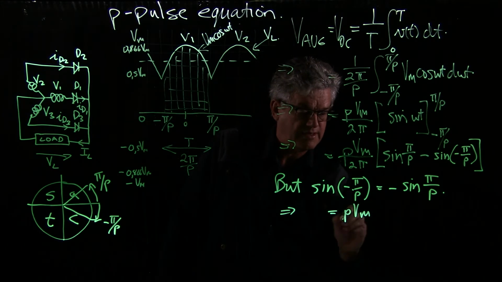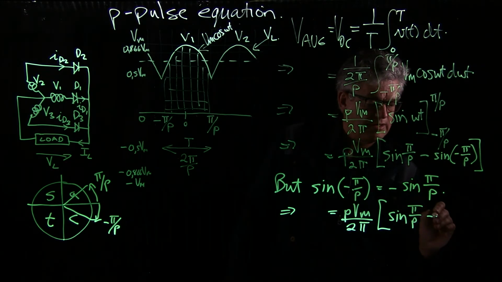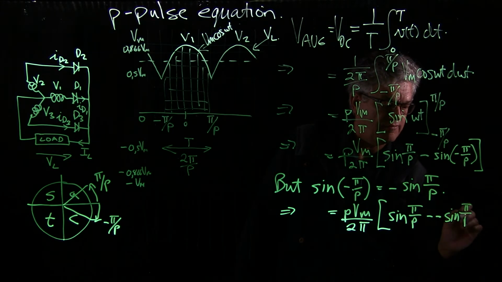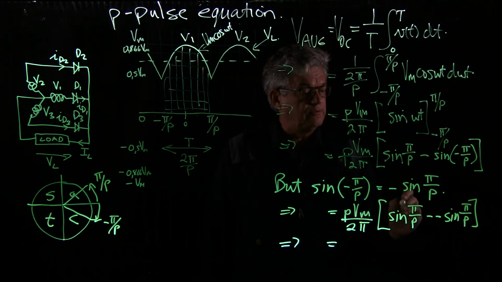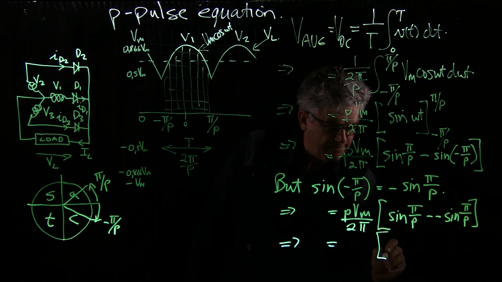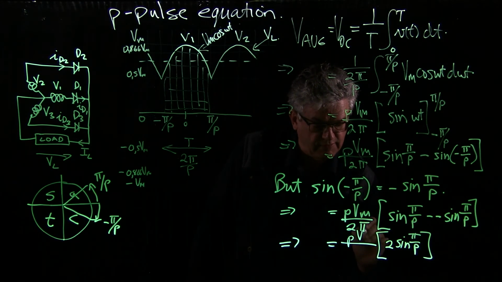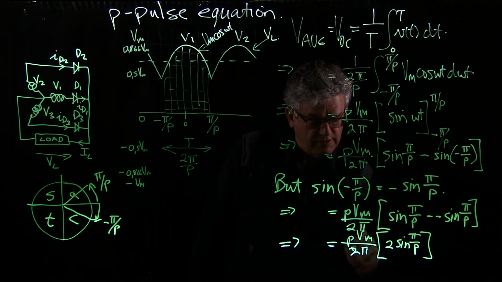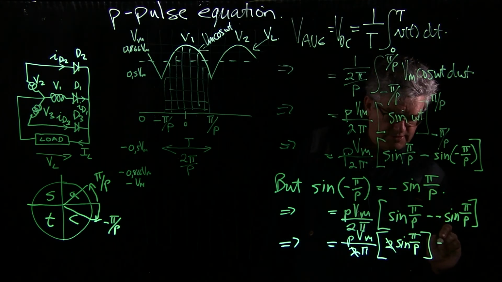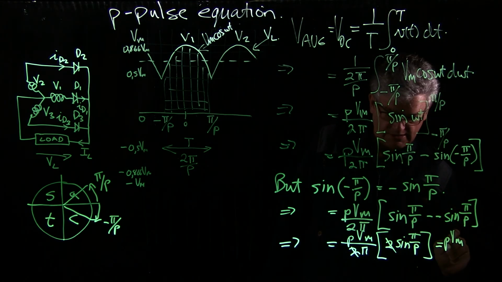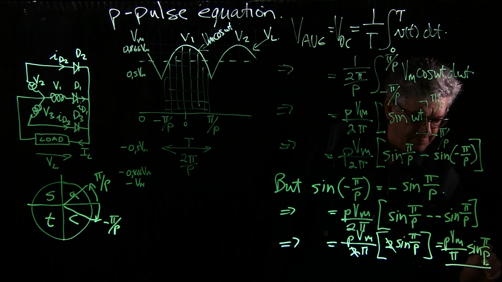Therefore, P V max over 2 pi times the sine of pi over P minus the minus sine of pi over P will be equal to 2 sine pi over P, and here we will have P V max over 2 pi. This goes into that once, and therefore it will be equal to P V max over pi times sine pi over P.